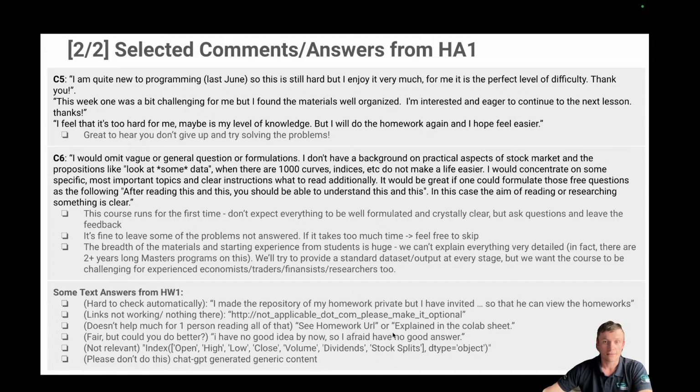Again, see homework URL explained in the Colab sheet. If you see the text question, I expect that you fill in a text answer. Or if I have no idea by now, I'm afraid to have no good answer, I would better leave it empty in this case. Sometimes there are some totally irrelevant things like this, or what is even worse, ChatGPT generated and generic content. Hopefully you can all improve and submit perfect home assignments for the next time.